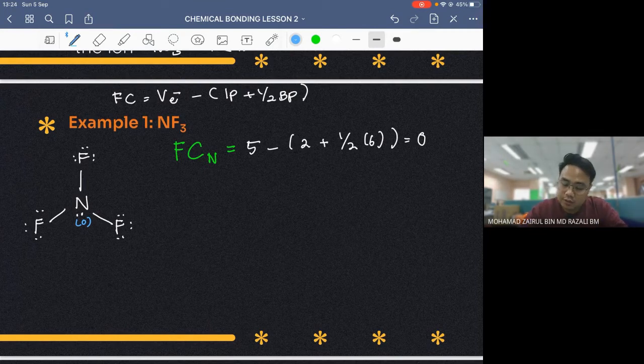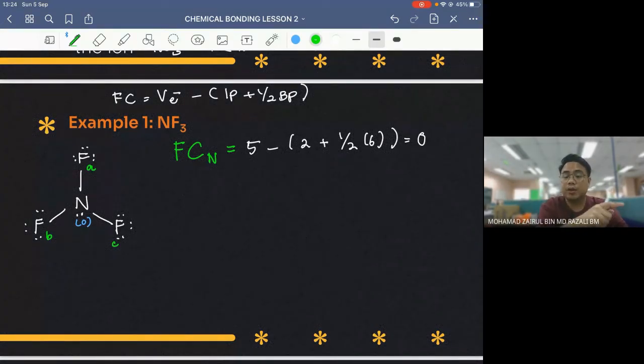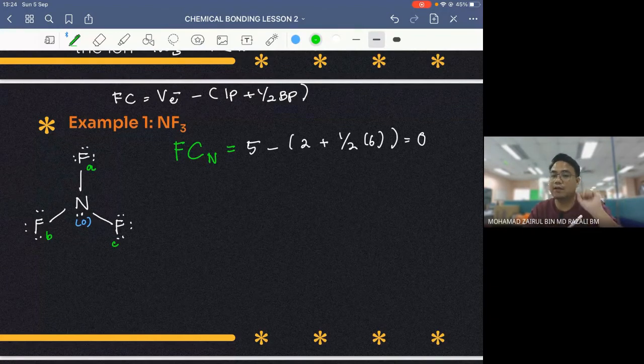Okay. So and then we calculate the formal charge for fluorine. If you have the same element in the Lewis structure, kita labelkan dia. So we label as fluorine A, fluorine B and fluorine C supaya kita tahu yang mana dekat fluorine mana yang kita kira. Kalau dia adalah elemen sama, dia bond dekat elemen yang sama dan dia ada bonding yang sama, dia mesti ada formal charge yang sama.